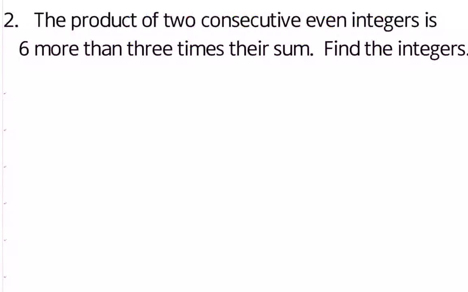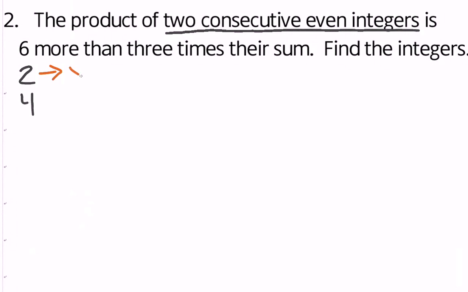Let's do one that's just a little bit more complicated. The product of two consecutive even integers. Stop. I don't even read the rest of it. Two consecutive even integers. So think of two consecutive even integers. I'm going to do 2 and 4. So if I think of 2 and 4, then what I need to do is represent them.